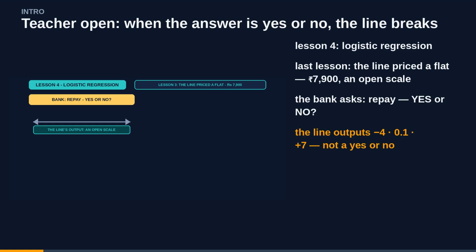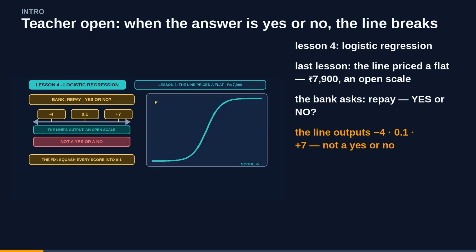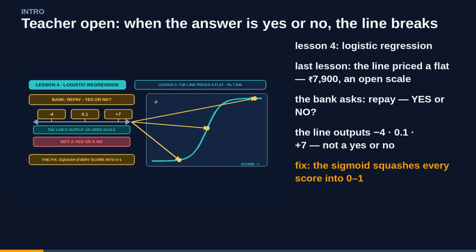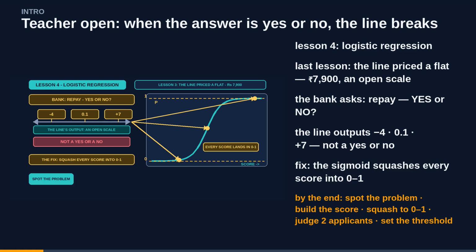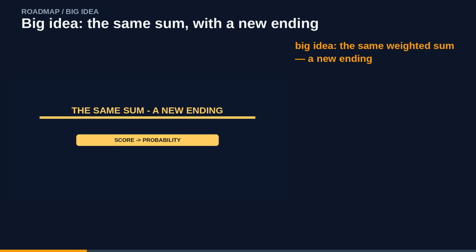Feed that question to our line and it happily outputs numbers like -4 or 0.1 or +7, none of which is a yes or a no. This lesson fixes the ending. One S-shaped curve, called the sigmoid, squashes every score, however wild, into the band between 0 and 1, where it reads as a probability. By the end, you will spot a yes or no problem on sight, build the score, squash it into a probability, judge 2 real applicants by hand, and set the threshold that turns a probability into a decision.